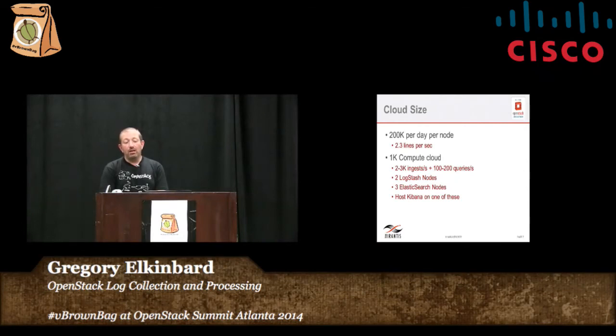So for a 1K cloud, you need 2 Logstash nodes, mostly because you want to have an HA pair, and 3 Elasticsearch nodes, which will provide both HA and scalability capabilities. Since this is not going to be a fairly busy environment, you can host Kibana on one of these, or probably on both of the Logstash nodes.